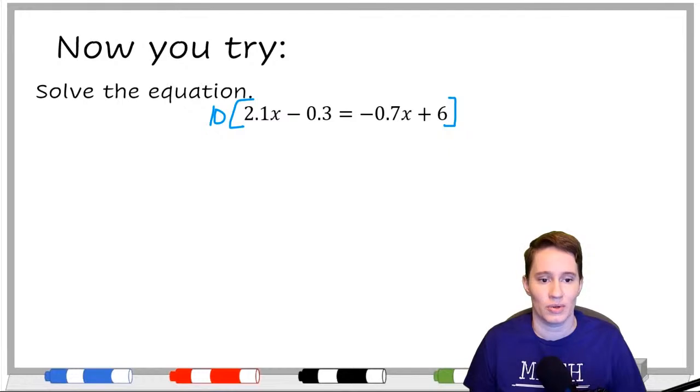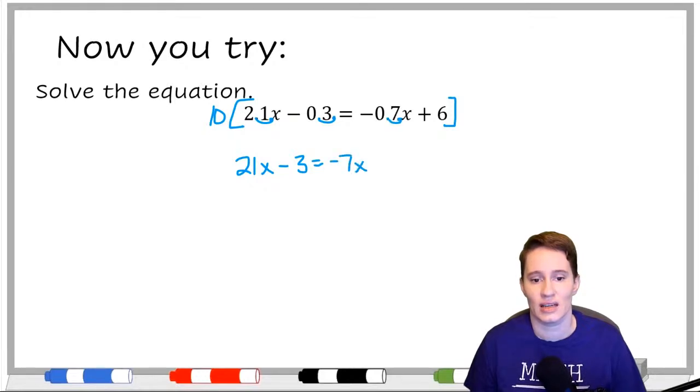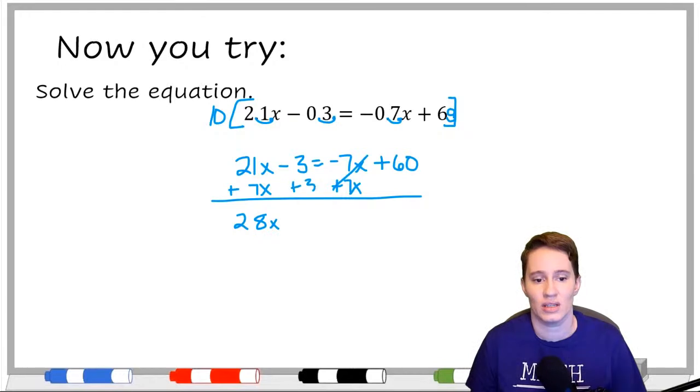So 10 times 2.1 moves this over once, and we get 21x. 10 times negative 0.3 moves this over once, so we get minus 3. Then we move this over and get negative 7x, and this over gives us 60. So then I add 7x and get 28x. I add 3 and get 63.